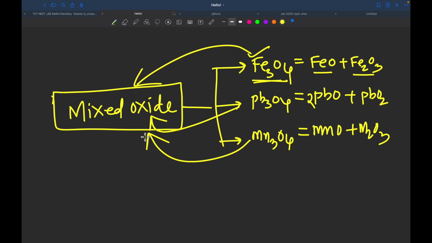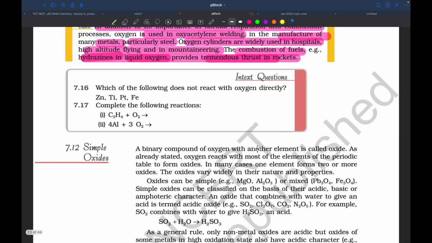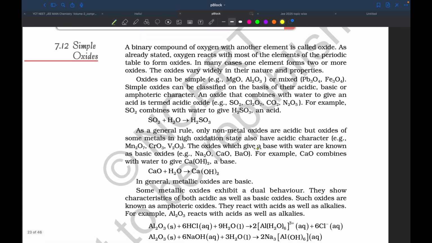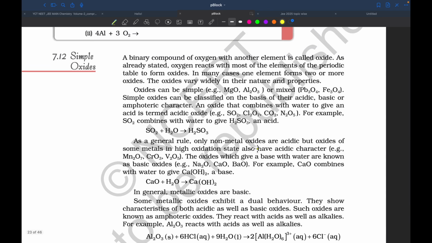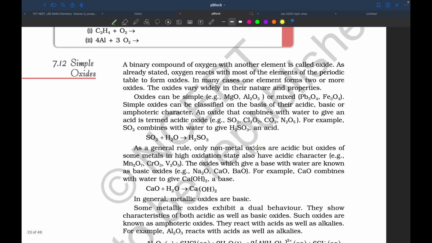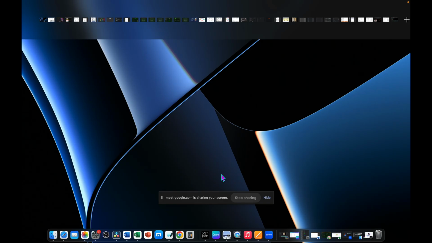Okay, so this is about the oxides. We'll check the nature of the oxides here. Simple oxides are given. So these are the things we should remember, and we'll talk about acidic metallic oxides tomorrow. In tomorrow's class we'll see that. Okay, thank you.